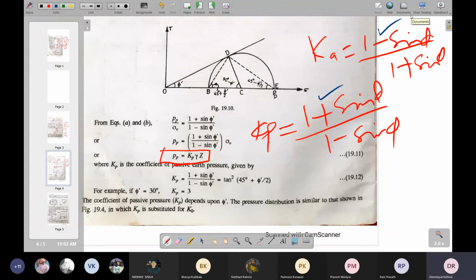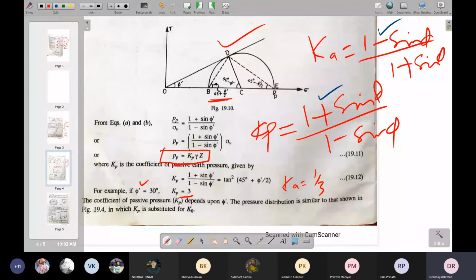Understood? When you substitute phi equal to 30, you will get Kp as 3. Ka, if you substitute, you will get 1 by 3. So the same diagram they have given. Here you will get 45 plus phi by 2 as the plane angle. Understood?